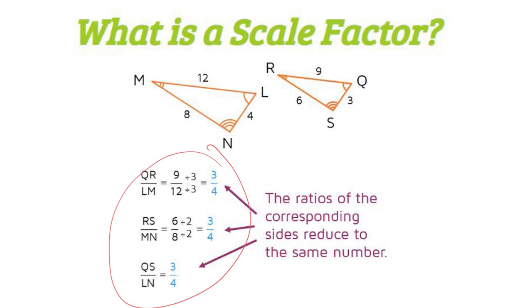So we could say that the scale factor of triangle LMN to triangle QRS is 3/4. So the ratio of the corresponding sides reduced to the same number. That's your scale factor.